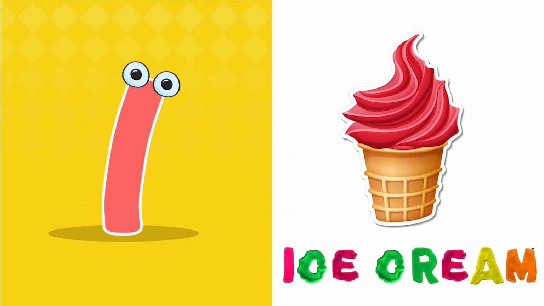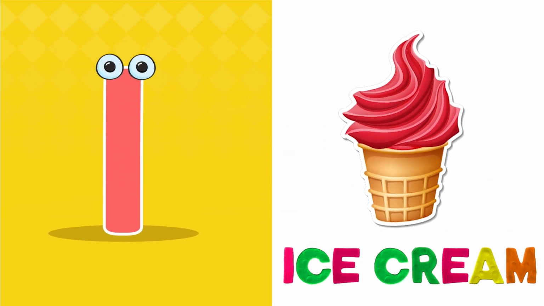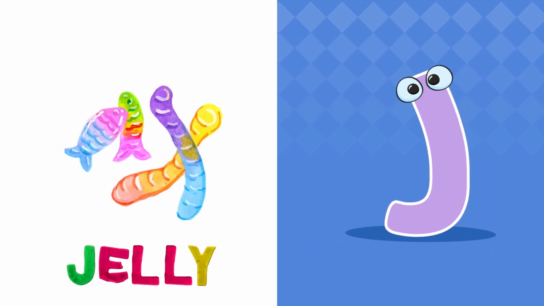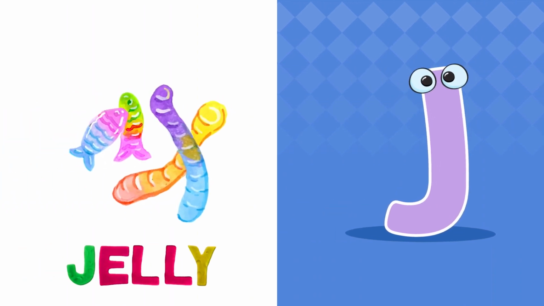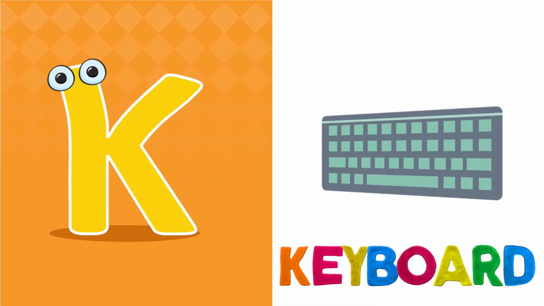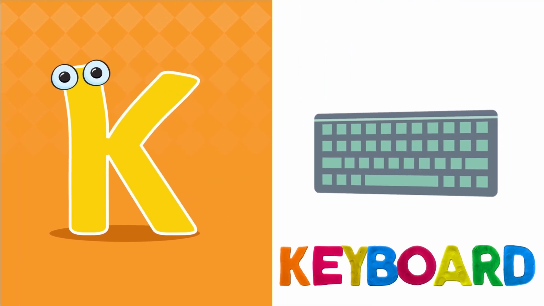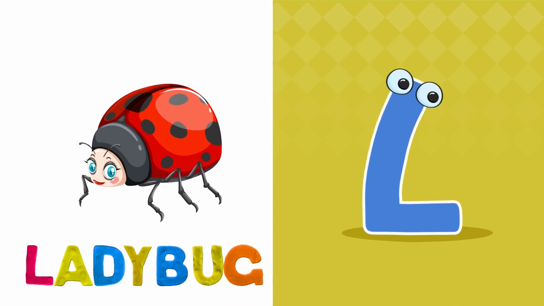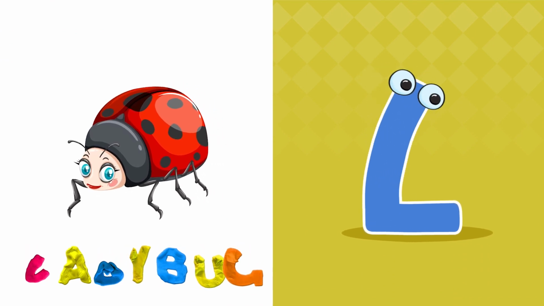I is for ice cream. I, ice cream. J is for jelly. J, jelly. K is for keyboard. K, keyboard. L is for ladybug. L, ladybug.